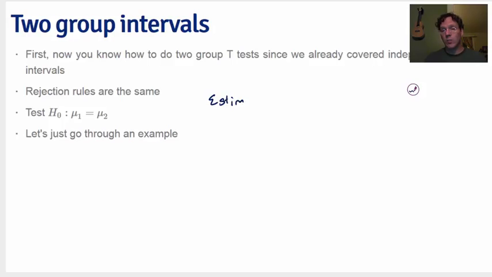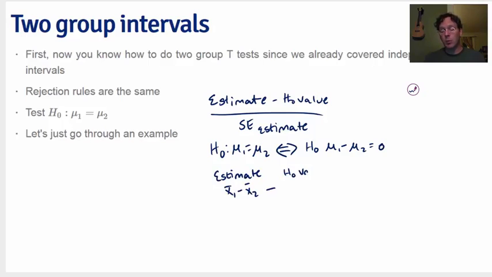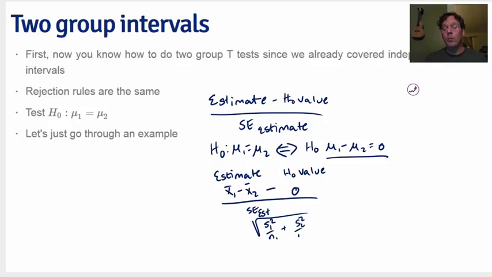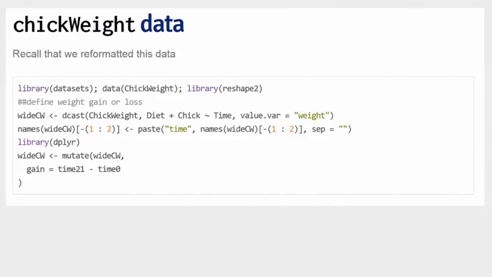Our test statistic will always be the same. It will be the estimate, x bar 1 minus x bar 2, minus the hypothesized mean. In this case, the hypothesized mean difference, mu1 minus mu2, is 0, divided by the standard error of the mean. We'll go through an example to illustrate this.